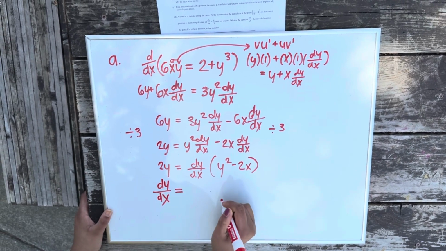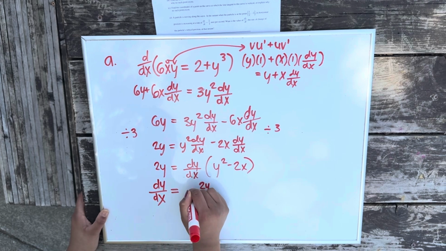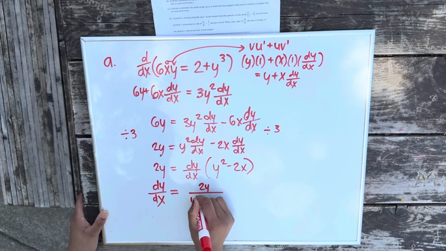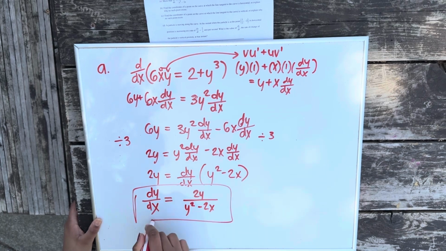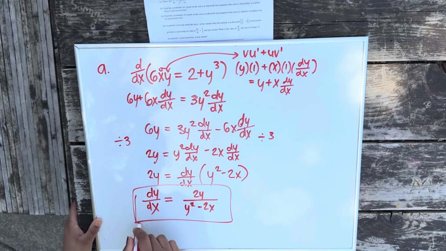And of course, College Board allows you to leave this function in this form, but you can also place dy/dx on one side of the equation to prove that dy/dx is equal to 2y over y squared minus 2x. For this problem, 1 point is given for showing your work for implicit differentiation, and another point is given for the verification, so you can either leave it in this form or the other form.